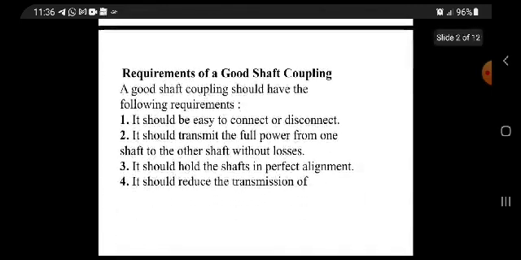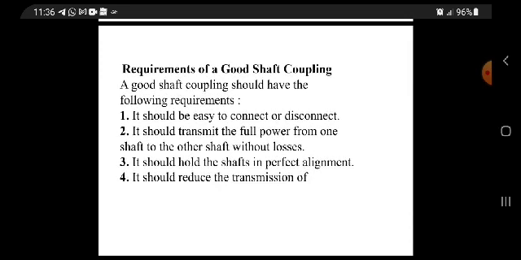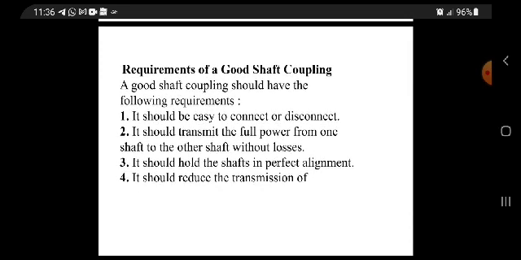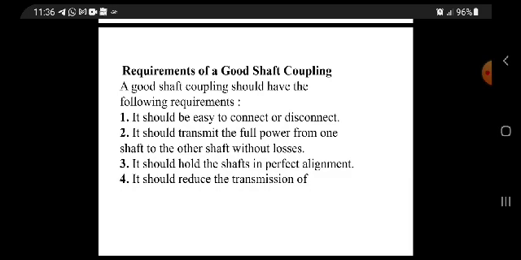Next, the requirements of a good shaft coupling. A good shaft coupling should have the following requirements. It should be easy to connect or disconnect. It should transmit the full power from one shaft to the other without loss. It should hold the shafts in perfect alignment. It should reduce the transmission of shock loads.